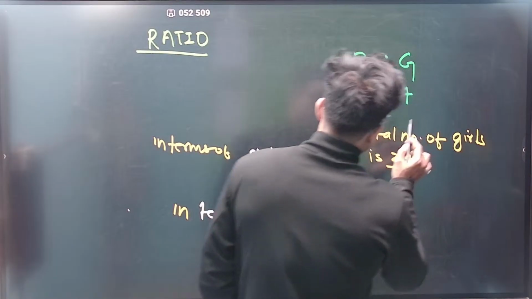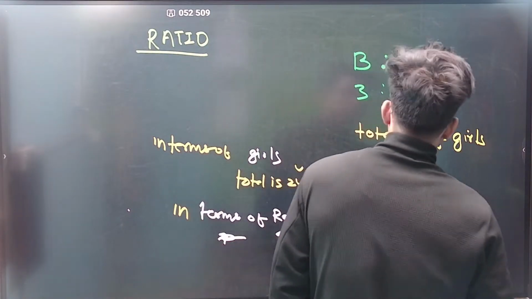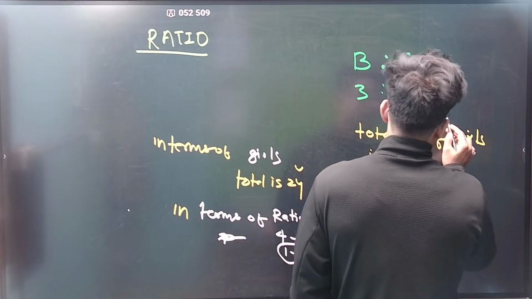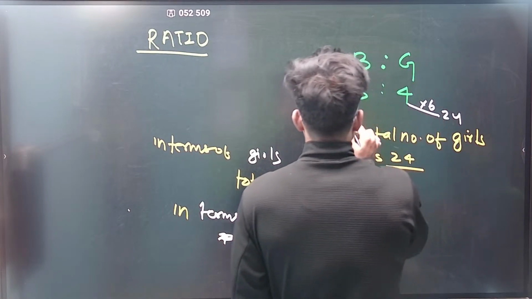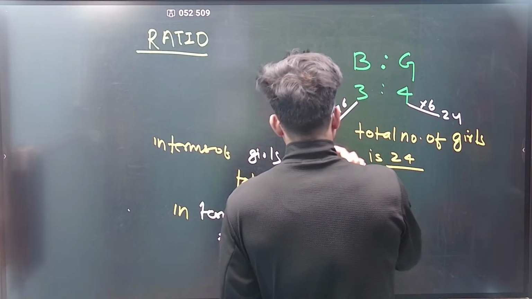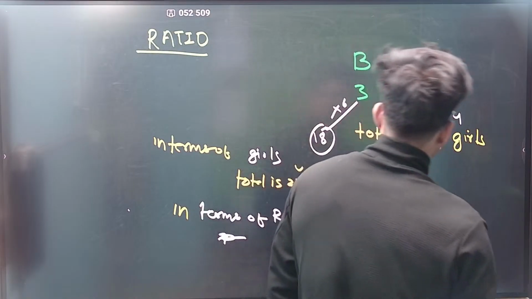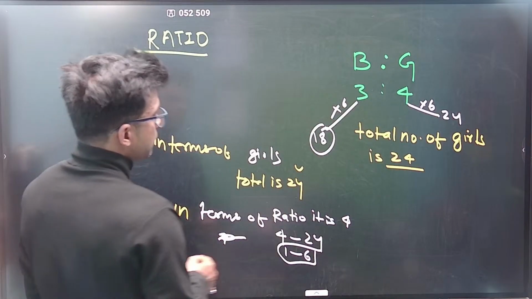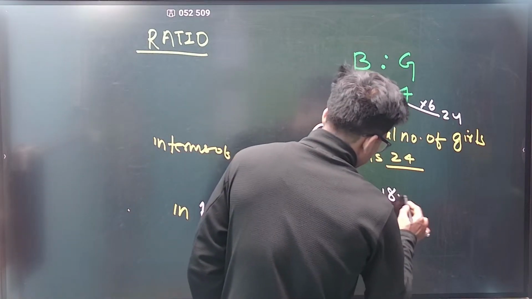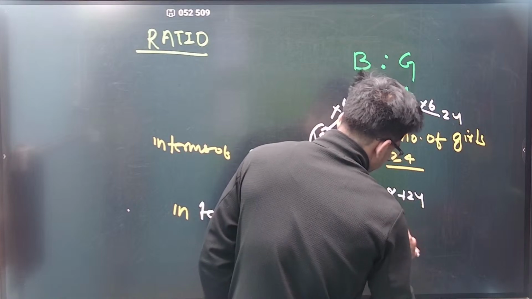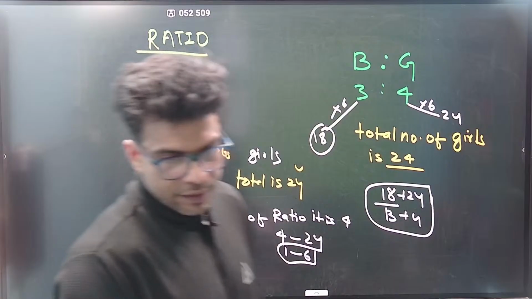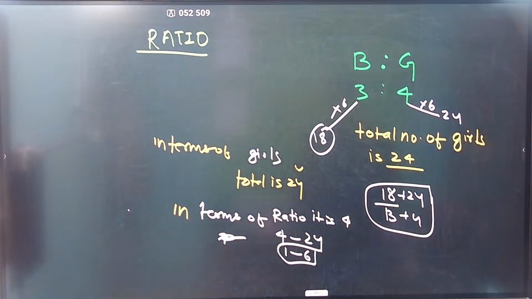So you can write down, this 4 becomes how much? 4 into 6, which is 24. Then this becomes 3 into 6, 18. Then you can add this to the total, and you can also figure out the total number of boys and girls, which is 18 plus 24. Total boys plus girls. So ratio helps in finding out this part also. Correct? I hope this makes sense to everyone.